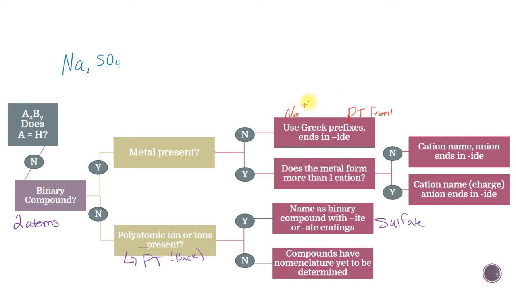Oh, I'm sorry. I put these in the wrong space. These are supposed to be down here. So Na+ is the only kind of cation that sodium can do. So no. So we're going to name the cation. And normally we would change the ending to IDE, but our instructions from before say to leave it. So we're just going to name it sodium, which is a cation, sulfate.